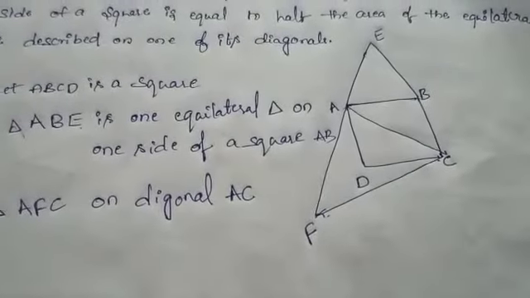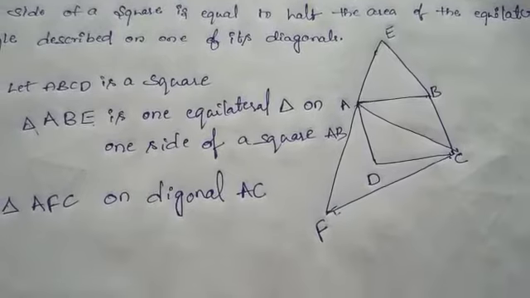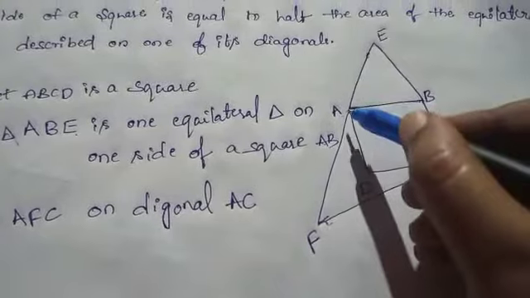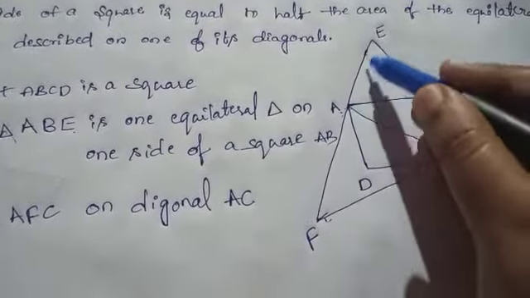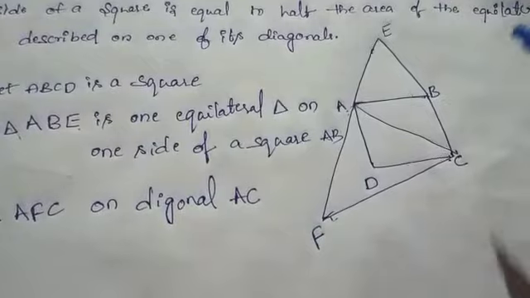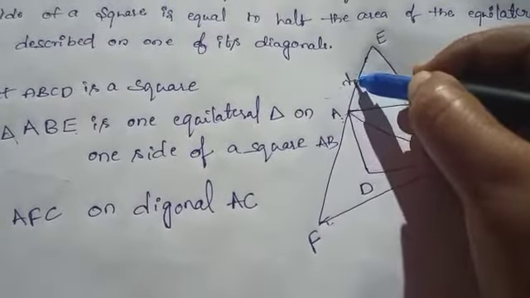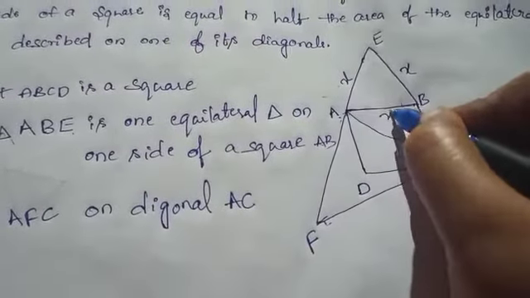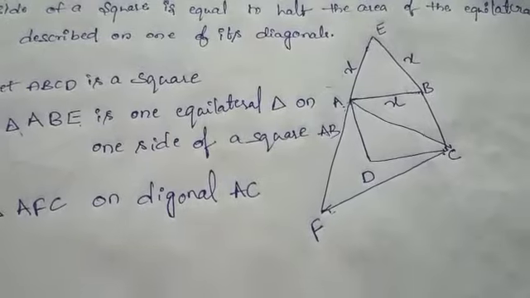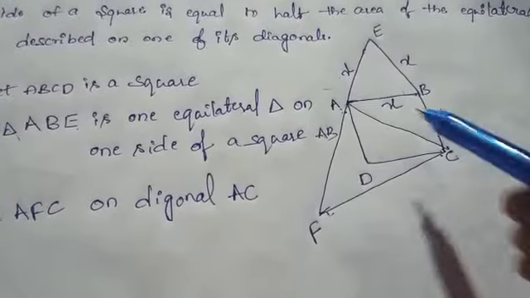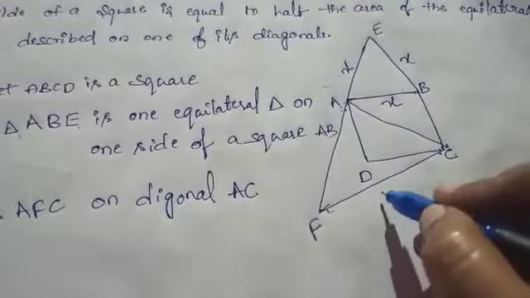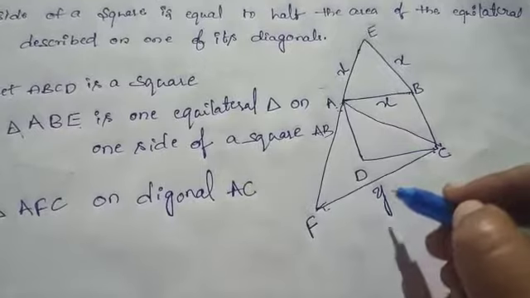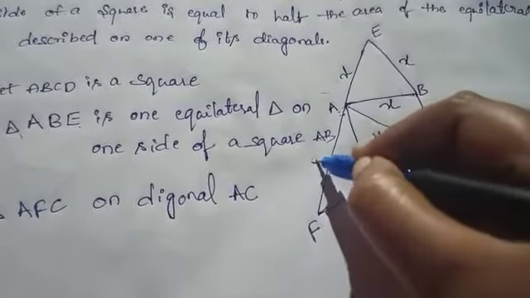Here we have two equilateral triangles. We know in an equilateral triangle, all angles are equal and all sides are equal. ABE is one equilateral triangle, all sides are equal. Let the side equal x units. Next, AFC is one equilateral triangle, all sides are equal. Suppose the side equals y units. This is y.